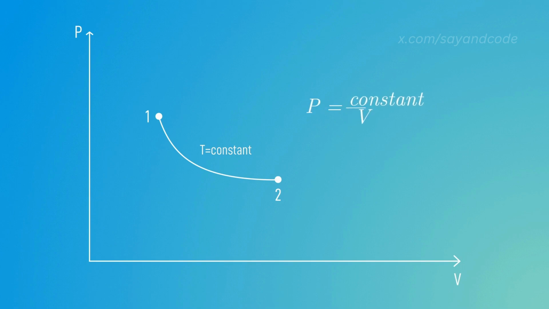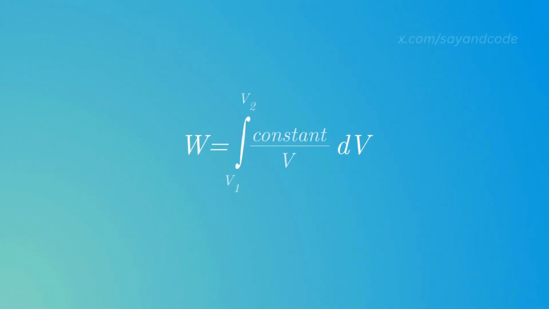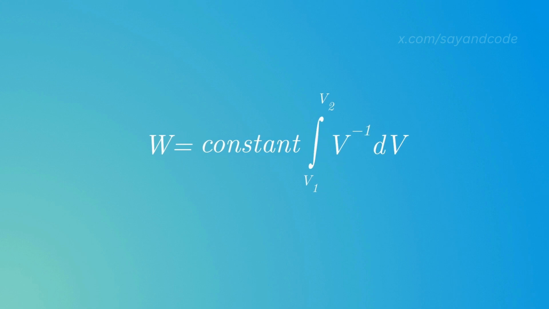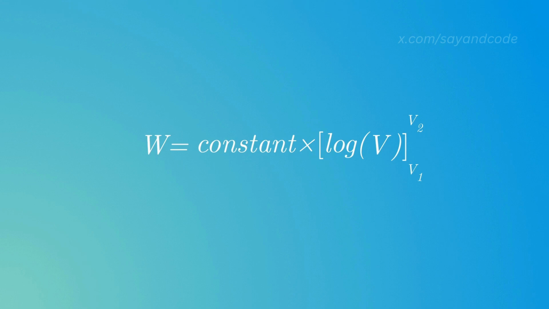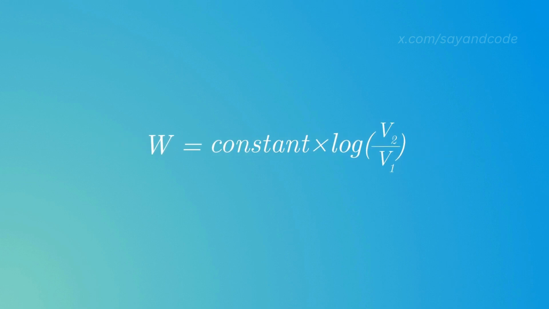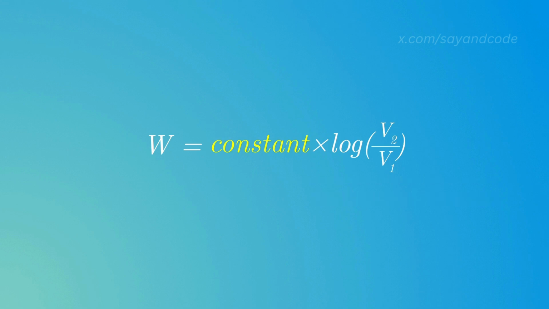We can substitute this value of P in the equation for work done. Taking the constant out and integrating, we get work done is equal to constant into log V from V1 to V2, or is equal to constant into log V2 by V1. This is the equation for work done in an isothermal process. The value of constant can be replaced using the value of PV or m R specific T, whatever is available in the given situation.